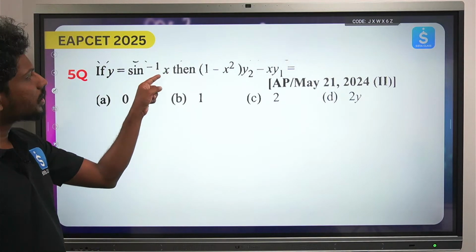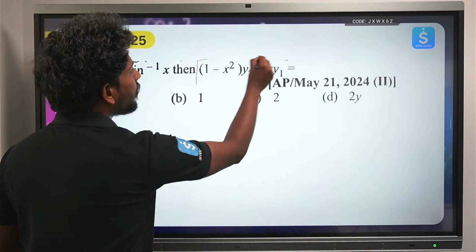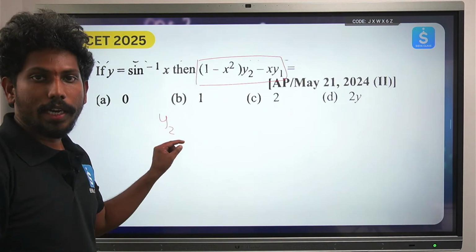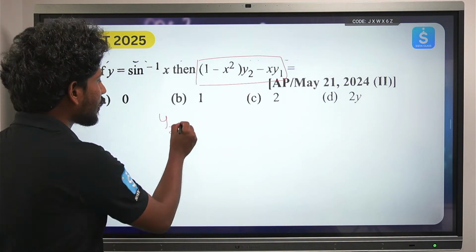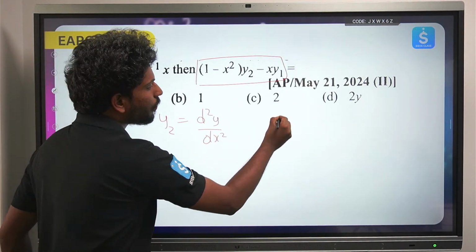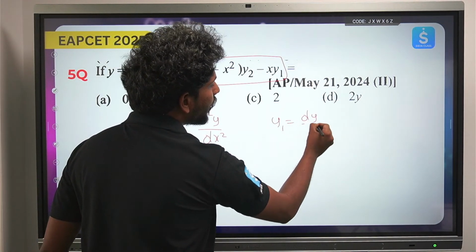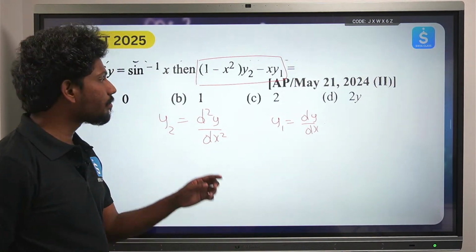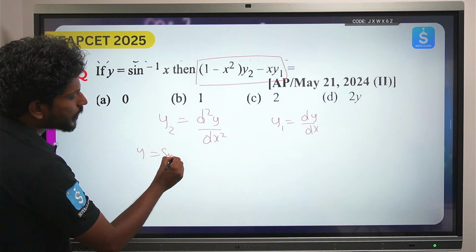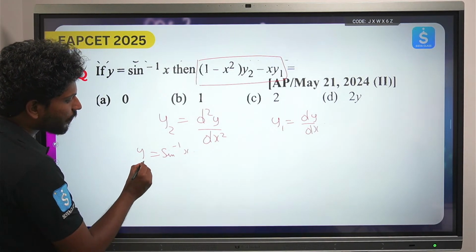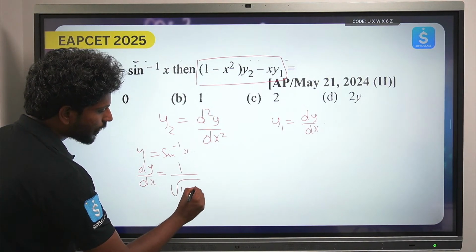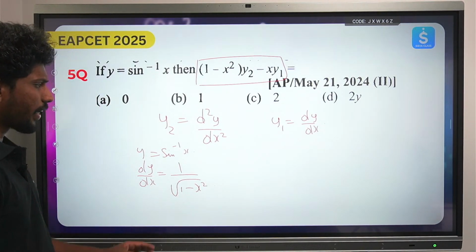So y is equal to sin inverse x. He is asking 1 minus x square y2. Here y2 is nothing but the double derivative, that is nothing but d square y by dx square. And what is y1? y1 is nothing but dy by dx. Now y is equal to sin inverse x. Now what is the differentiation of sin inverse x? It is 1 by under root of 1 minus x square. Okay, we are done with the first derivative.